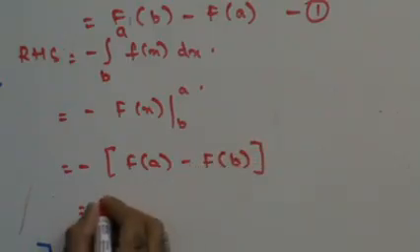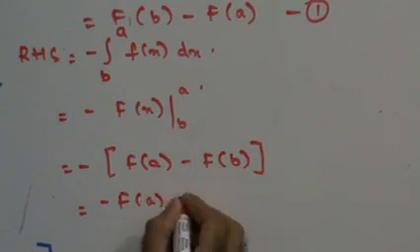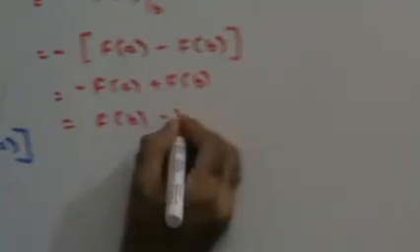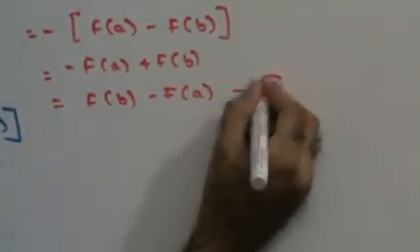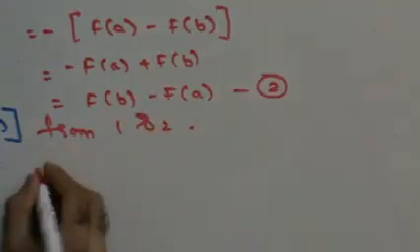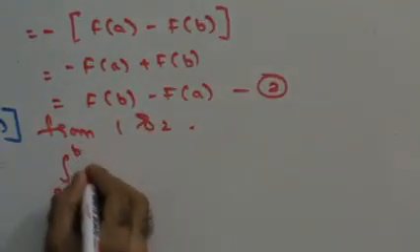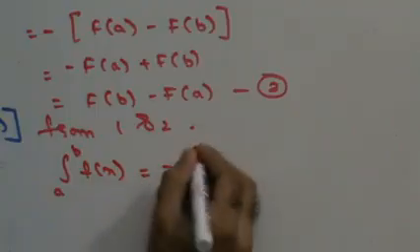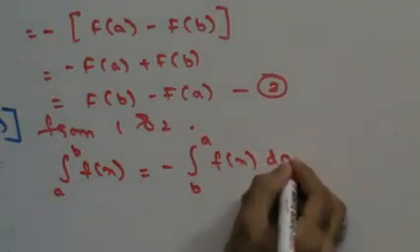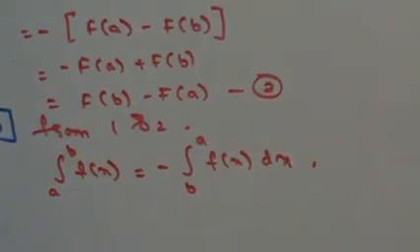Open the brackets, minus f of a plus f of b, which is nothing but f of b minus f of a. All this is equation 2. From 1 and 2 I can say therefore that integral of a to b f of x dx is negative integral of b to a f of x dx. Next, let's see another theorem, guys.